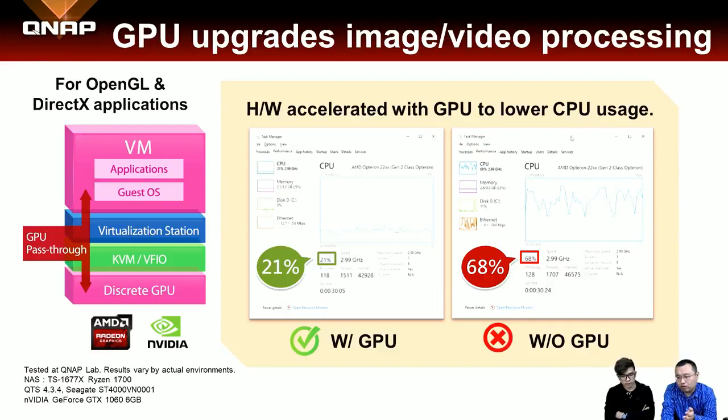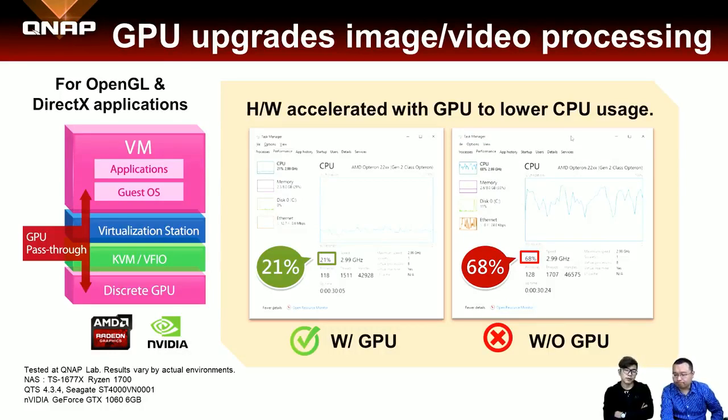Before you add a GPU, some tasks that may be GPU-related will need the CPU to do the computation. However, after you add the GPU card and enable it for the VM, you will see a dramatic improvement. Before, it was 68% CPU usage, but after you add the GPU card, the utilization drops down to 21%. Wow. Yeah, so this allows you to free up CPU resources to do other tasks. So this is one benefit of GPU pass-through to the virtual machine.